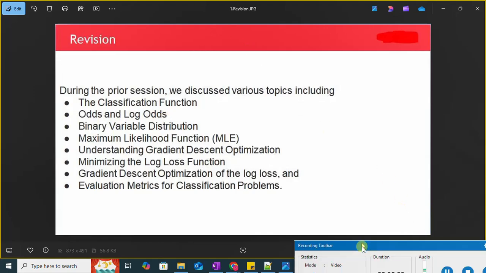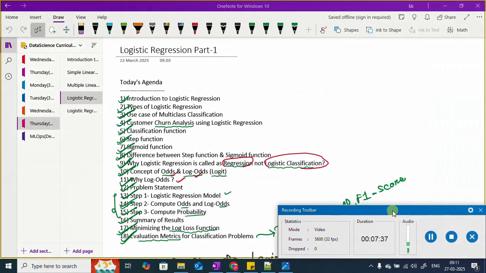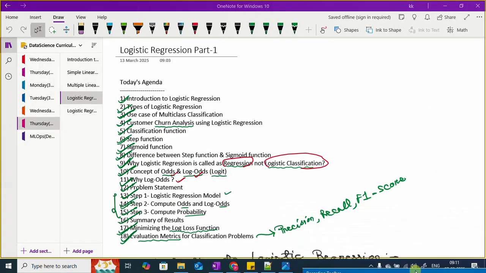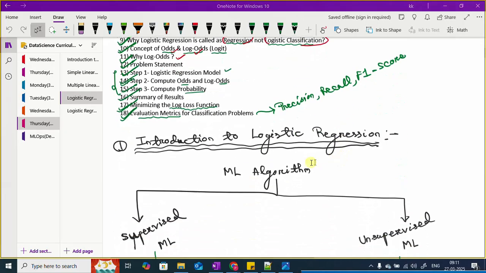Let's go back to our whiteboard. Yeah, you can see. So this is the agenda that I have said for the previous class, and what we have completed. Just let me go through quickly.